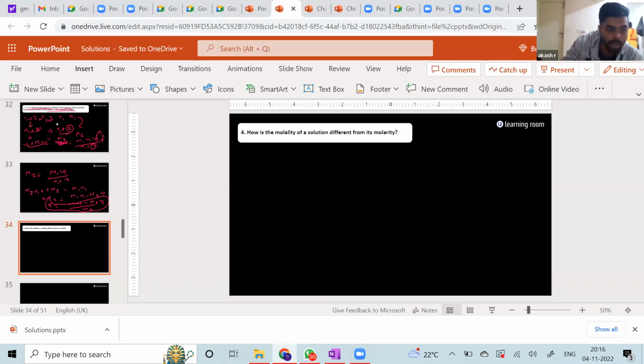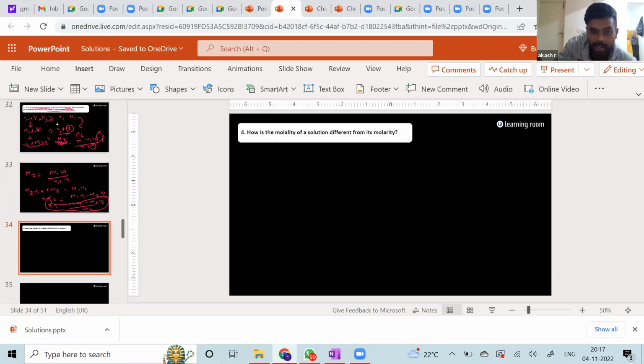Moving on. How is the molality of a solution different from its molarity? You can write it in terms of the definition. Molality is the number of moles present in 1 kg of solvent, whereas molarity is the number of moles of solute dissolved in 1 liter of the solution. You write the definition and you get the marks. And you write the 2 formulas also and you get the marks.